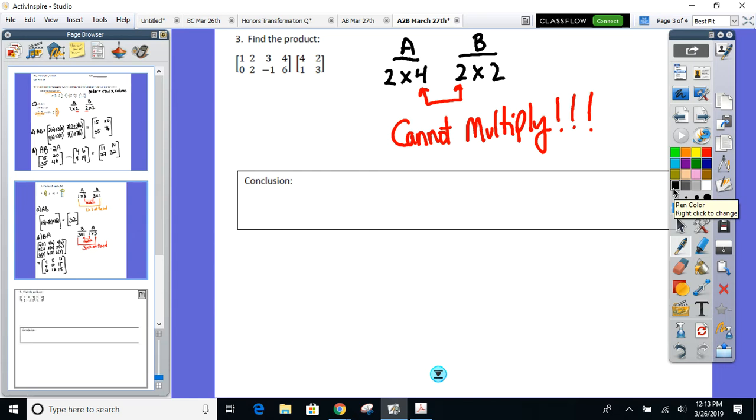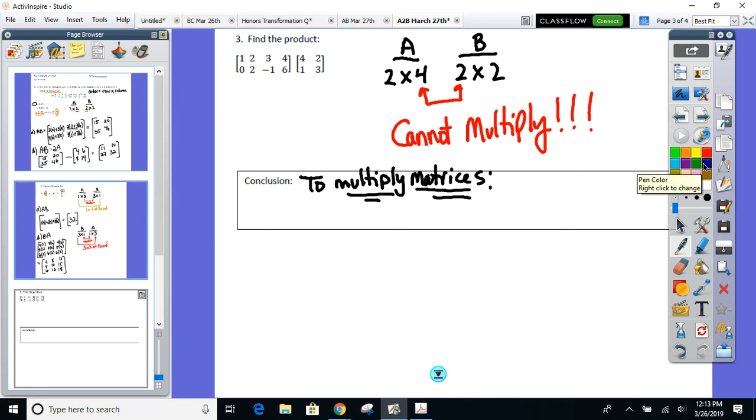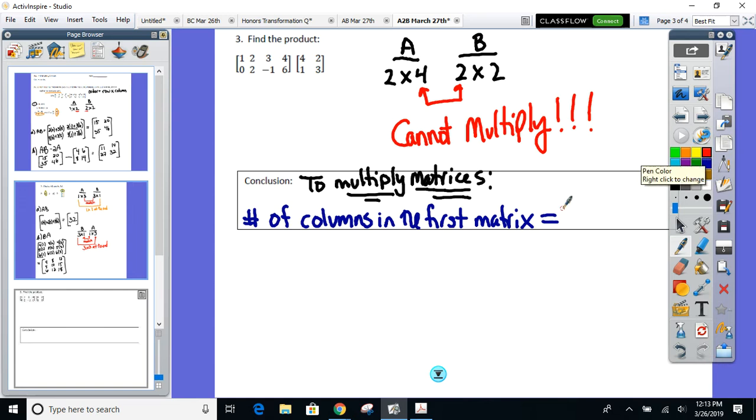All right, so in conclusion here, to multiply matrices, the following rule needs to happen. The number of columns in the first matrix must equal the number of rows in the second.